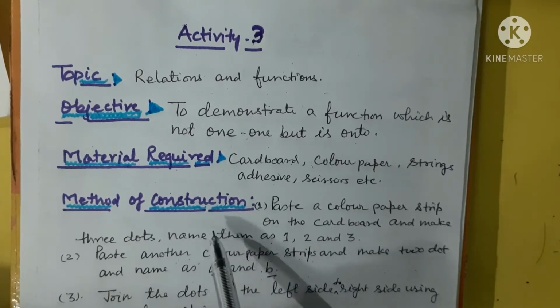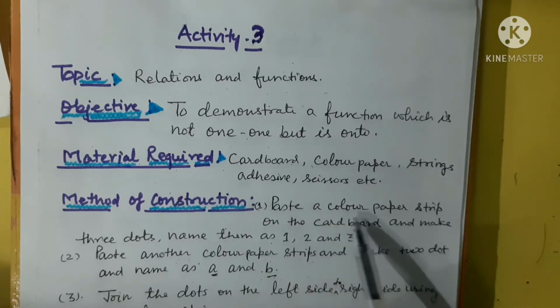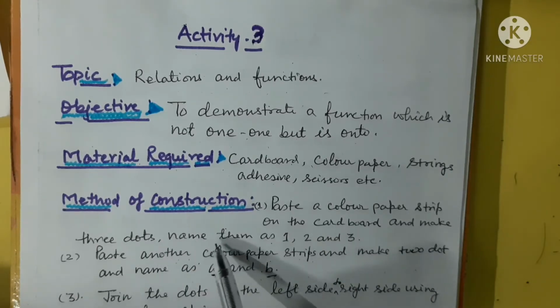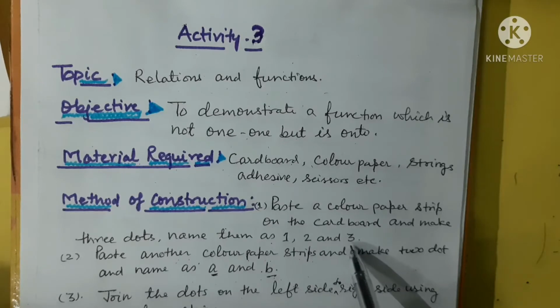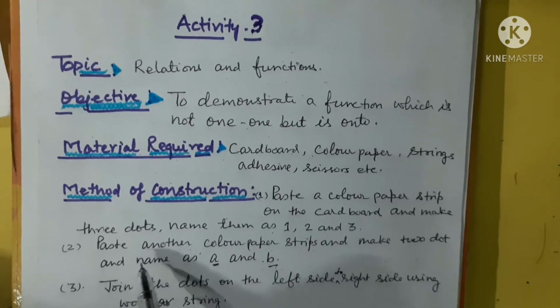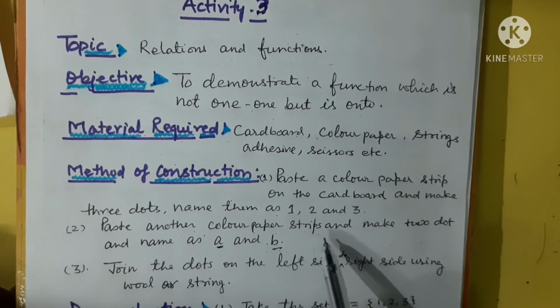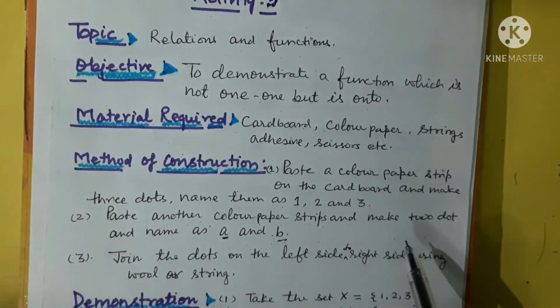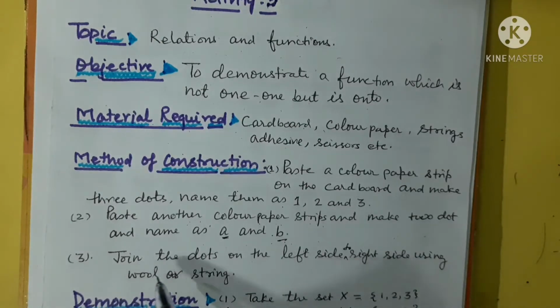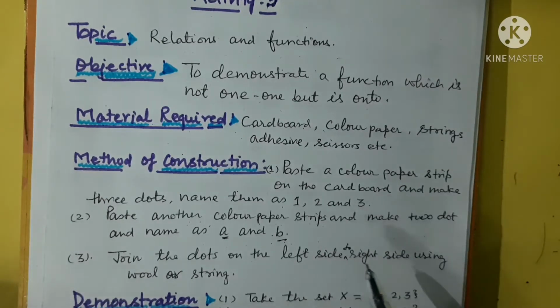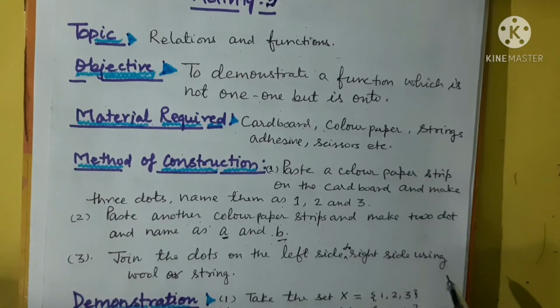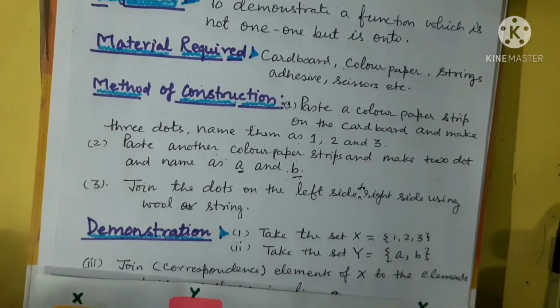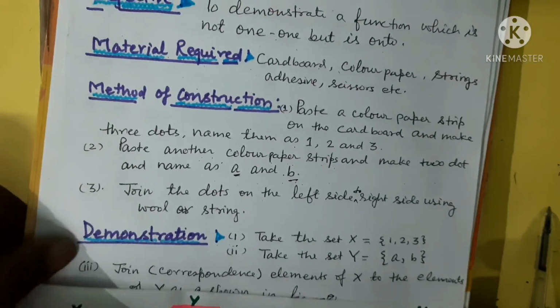Method of construction: first point is paste a color paper strip on the cardboard and make 3 dots, name them as 1, 2 and 3. Second point is paste another color paper strip and make 2 dots and name them as a and b. Third point is join the dots on the left side to the right side using wool or string. Next point is demonstration.